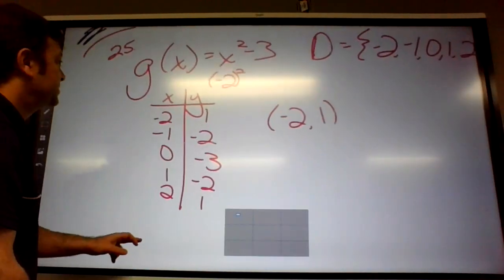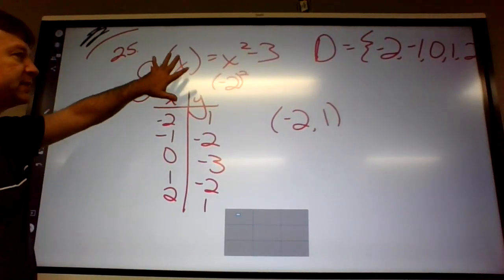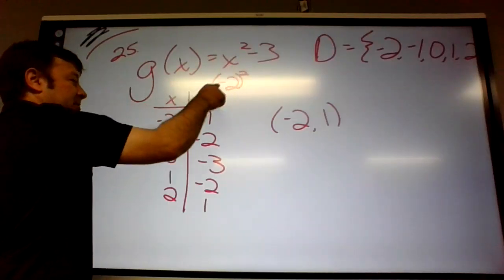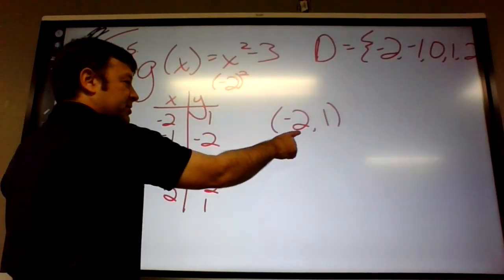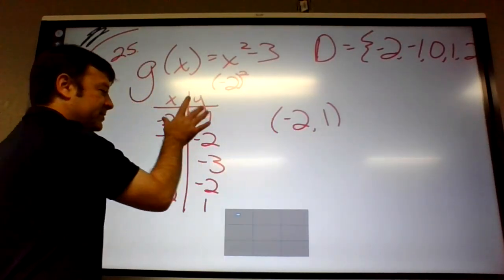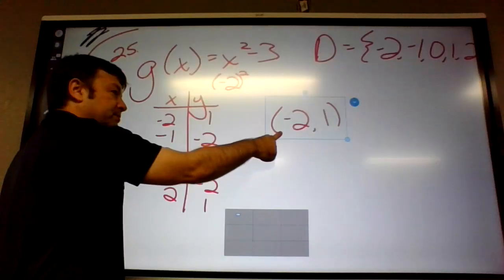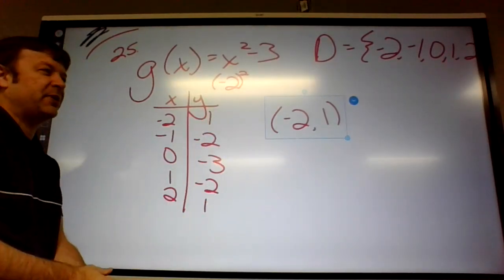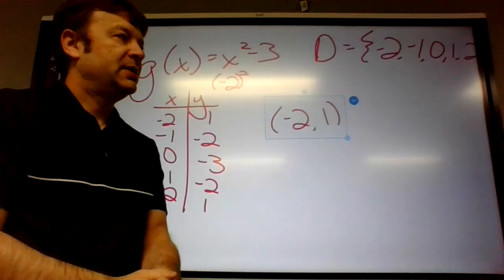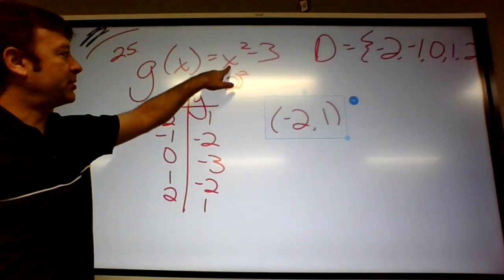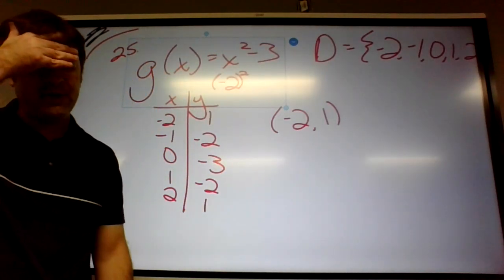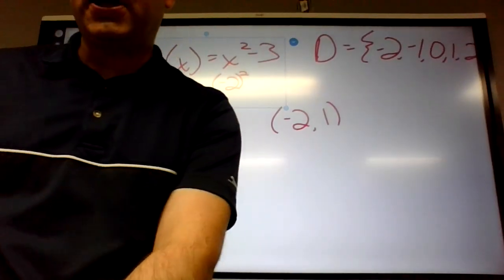Alright, this is 25. I just plugged in those domains right here. Plugged them in, got this for y. For 26, you're supposed to write all 5 answers as ordered pairs. Like this. And then for 27, you're supposed to graph all 5 of those. And x squared on the graph should look like a parabola if you do it right. But you do not connect the dots.